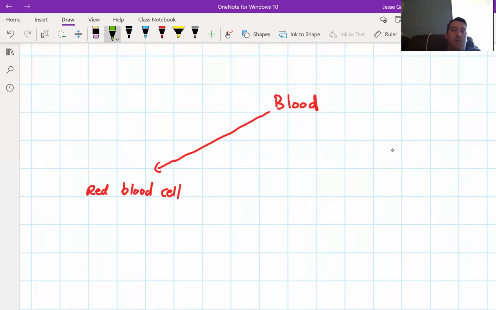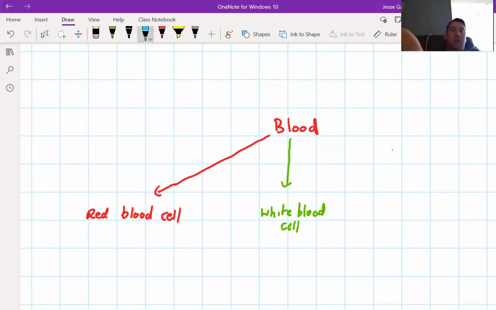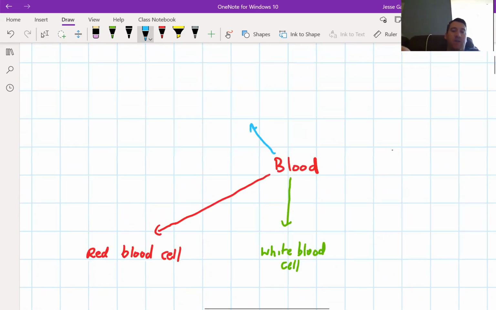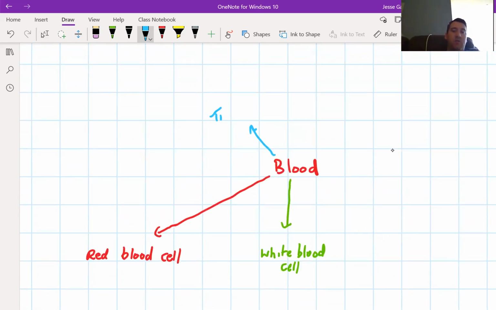The second part of the blood is another cell. It's not red, it's called a white blood cell. Before we go any further, I just want to focus on these two things. These two things are types of cells, and they're in the same area working together to do a job, the job of the blood. That means that we can call the blood a tissue because it's made of different types of cells working together. Tissue: a group of cells working together. So blood is actually a tissue.